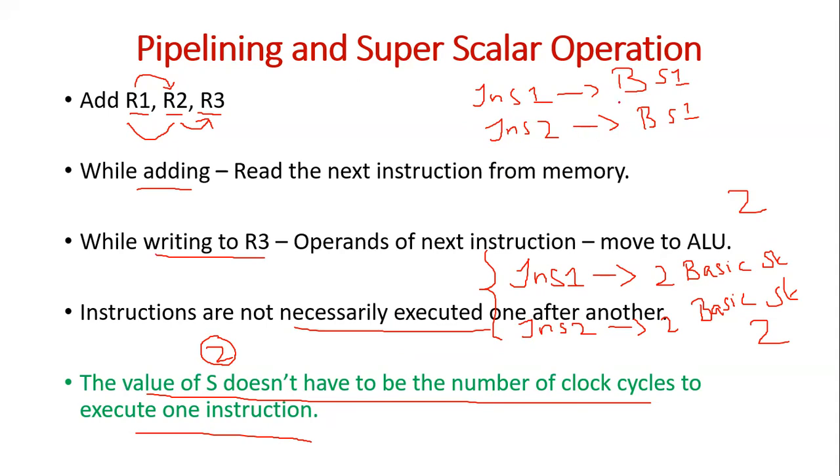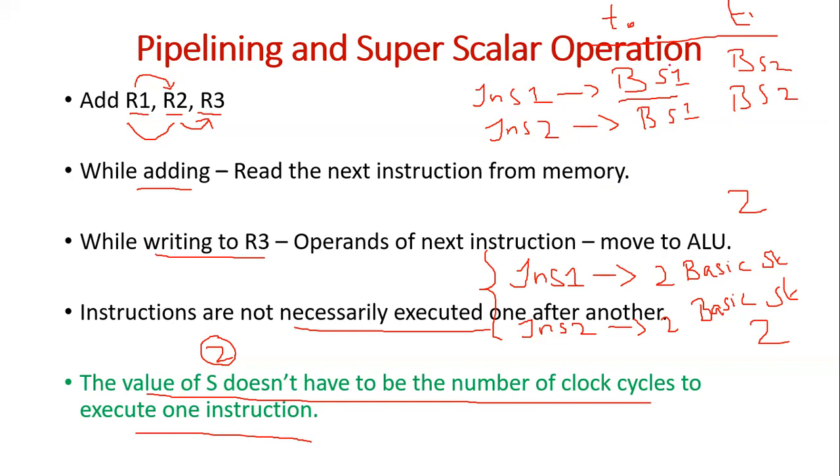What are the two tasks? Basic step 1 of instruction 1 is executed during the clock cycle T0, and basic step 1 of instruction 2 is also executed during the same clock cycle T0. So during T1, basic step 2 of instruction 1 is executed, and also basic step 2 of instruction 2 is executed. So this is called a pipeline.